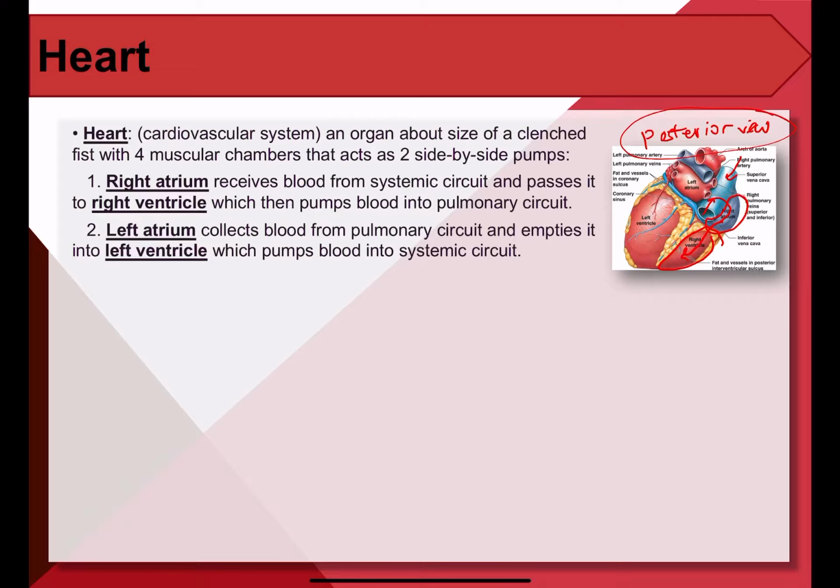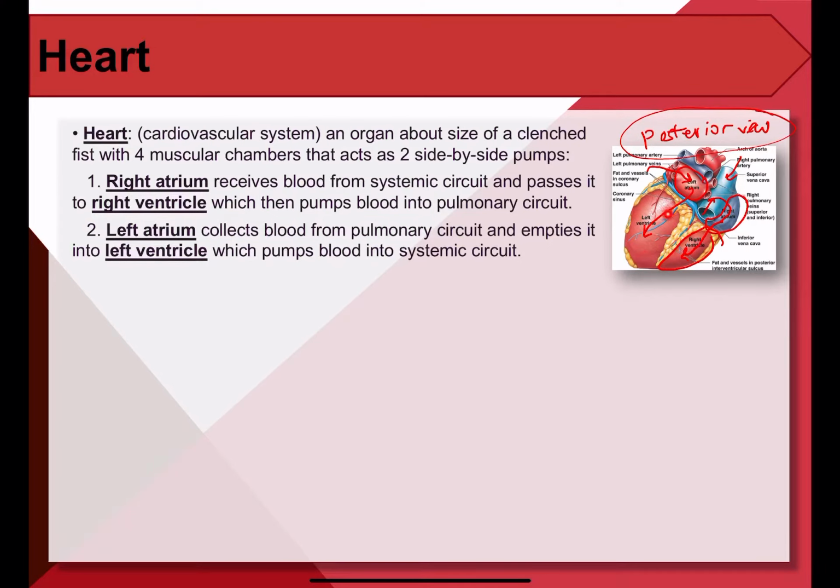Then it comes back into the left atrium here, which collects, like I said, blood from the pulmonary circuit and then empties the blood into the left ventricle. The left ventricle will then pump that oxygenated blood into the systemic circuit. Again, you'll get the hang of it because I keep repeating this whole process over and over again as we go through all the different parts of the heart. All right, so those are the 4 main chambers of the heart: right atrium, left atrium, right ventricle, left ventricle.